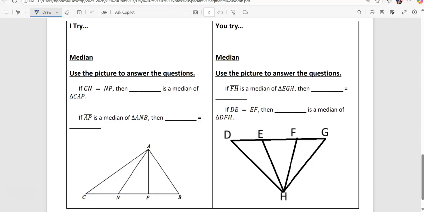So here's what we're talking about. Two little questions. If CN equals NP, if it tells you things are congruent, you can go ahead and label it. CN, NP. And then it says blank is a median of CAP. So what I'm going to do is kind of outline CAP. C to the A to the P.